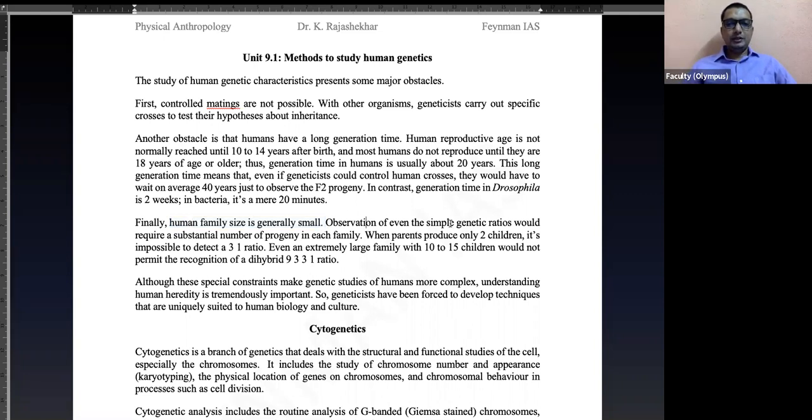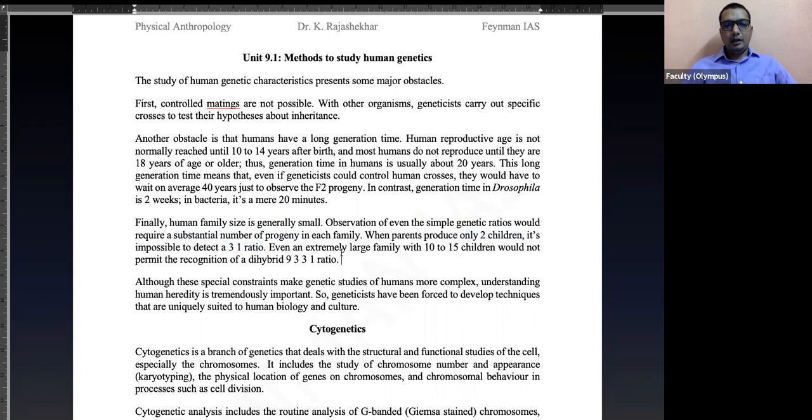So getting simple genetic ratios requires substantial numbers, which is not possible. When parents produce only 2 children, it's impossible to detect a 3:1 ratio. How do you get 3:1? You need to have at least 4 of them. So it's impossible for us to get that ratio.